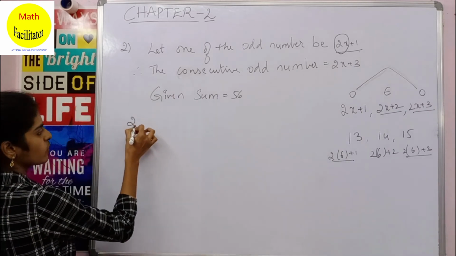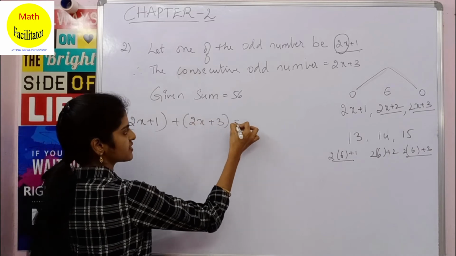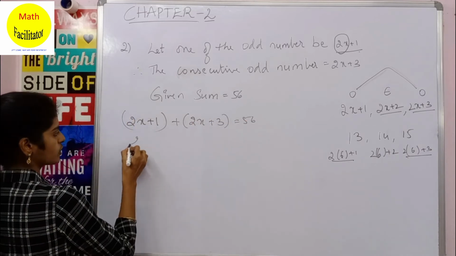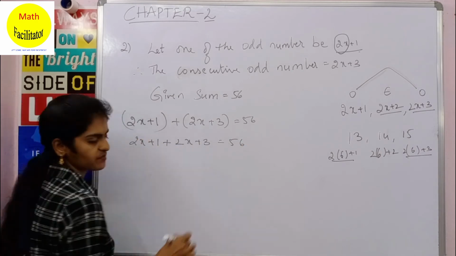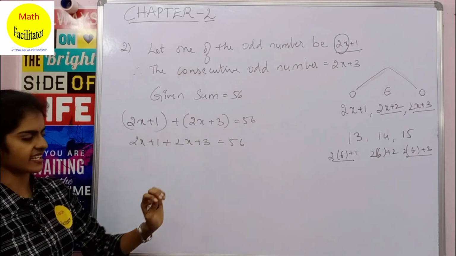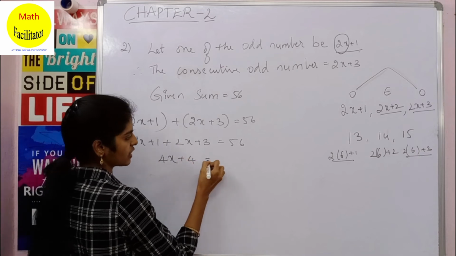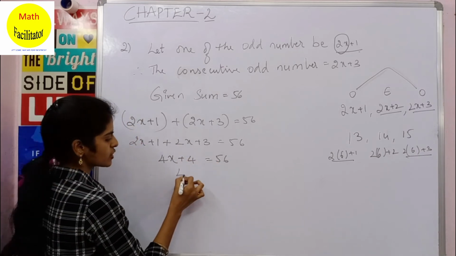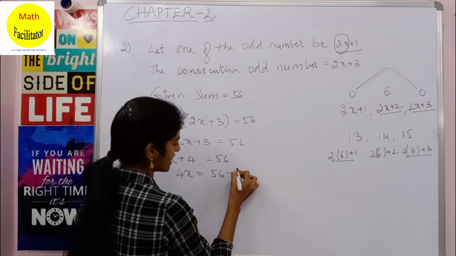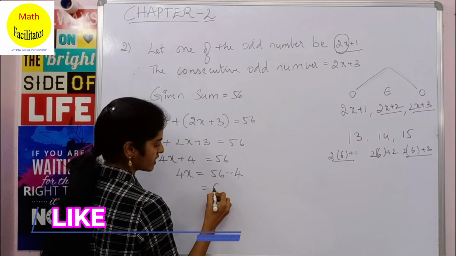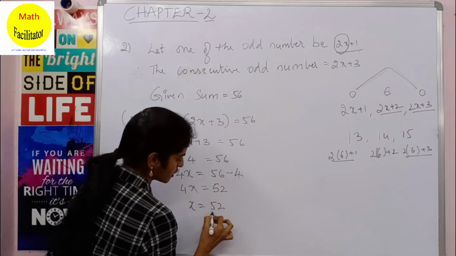That means 2x plus 1 plus 2x plus 3 is what? It is 56. Clear? So 2x plus 1 plus 2x plus 3 is 56. Simply I have removed the brackets. Now 2x plus 2x is 4x and 1 plus 3 is 4, equal to 56. Clear? So what is 4x? 4x is 56. You have plus 4 here. Taking to the other side, it is minus 4. So this is 52. So 4x is 52. Now what is x? x is nothing but 52 divided by 4.